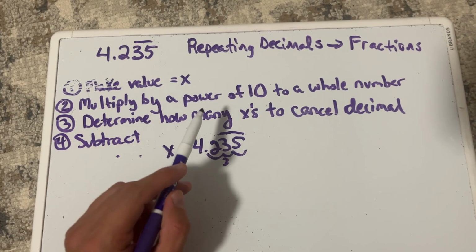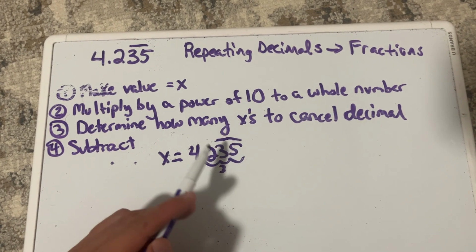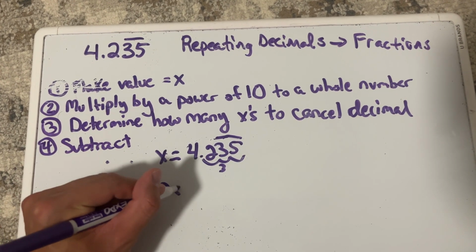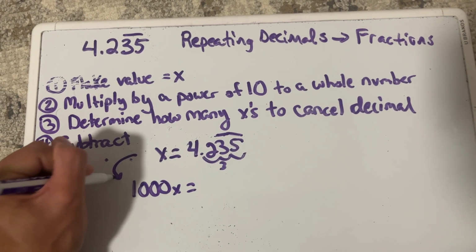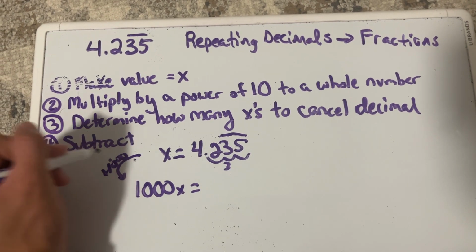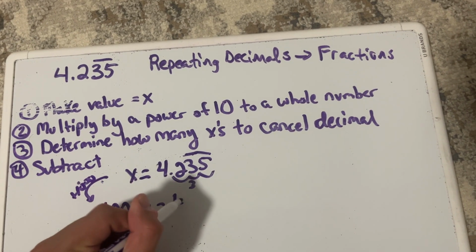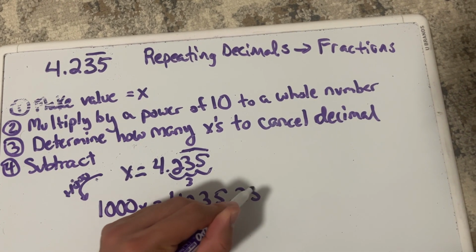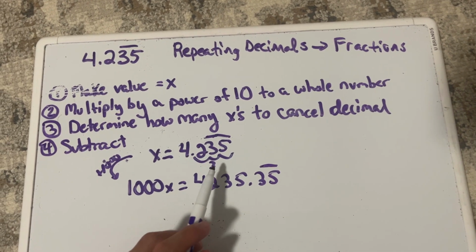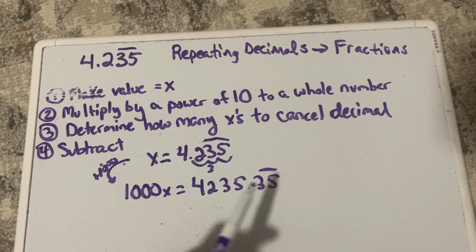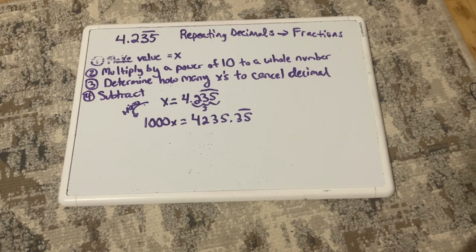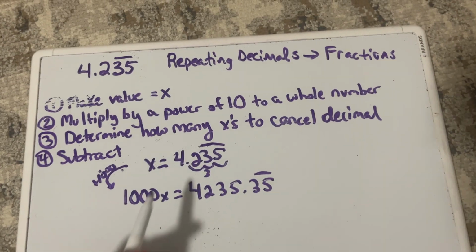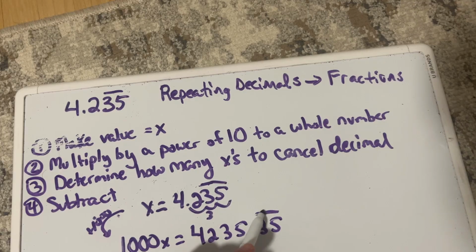So that means I'm going to multiply by a power of 10 to the third. 10 to the third is 1,000. So now this is times 1,000. So it's 1,000x equals 4,235.35 repeating. The part that is still in the bar notation is still going to be after your decimal. And now I have to figure out a way where I can get just the 35 at the end.